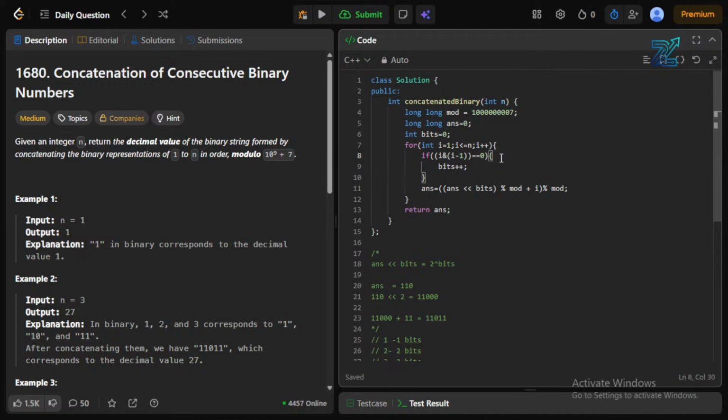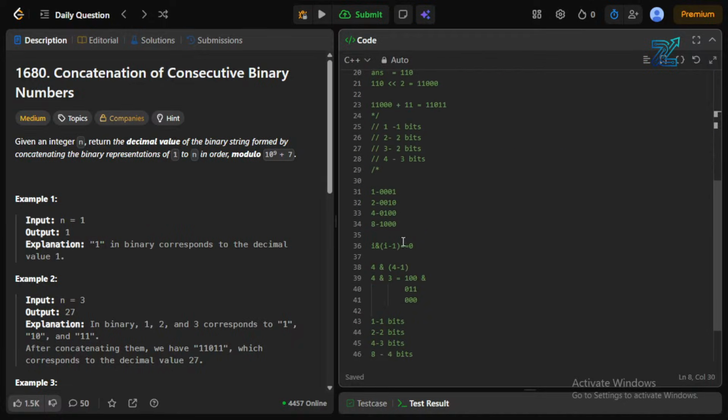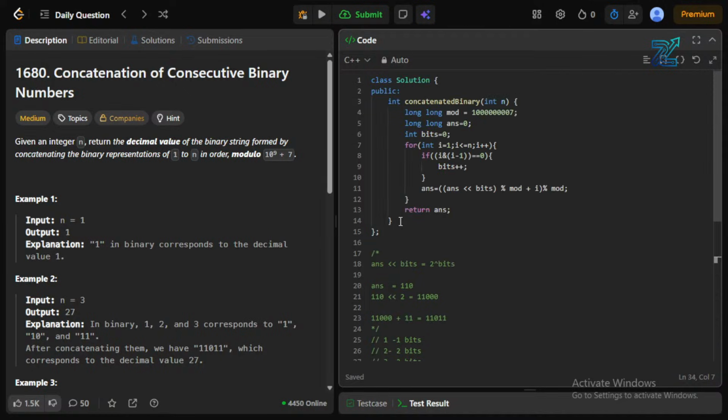So for powers of 2, what are the values we have? 1, 2, 4, 8, right? For that, we have the binary representation as this. Whenever i is a power of 2, the number of binary bits increases. Why? Because 1 adds 1 bit, 2 adds 2 bits, 4 adds 3 bits, and 8 adds 4 bits. So it is only at powers of 2 that it changes, right?